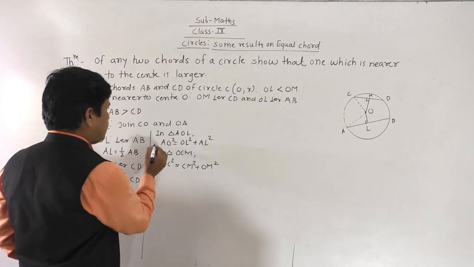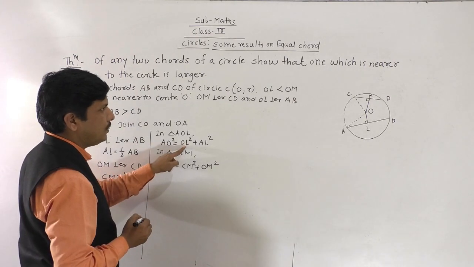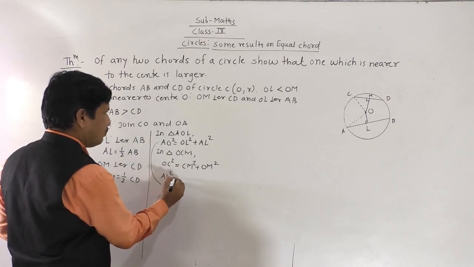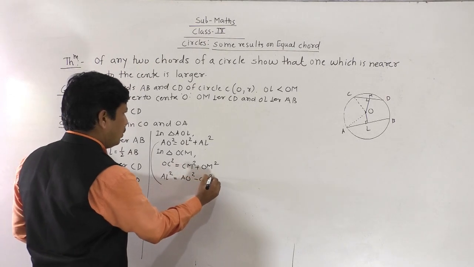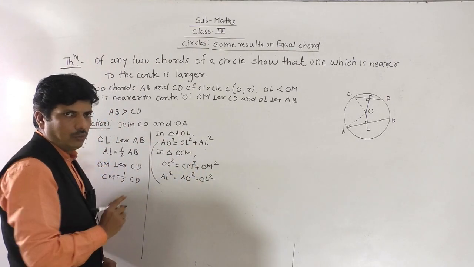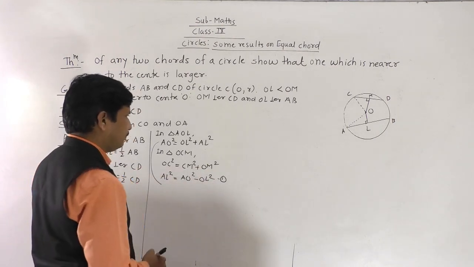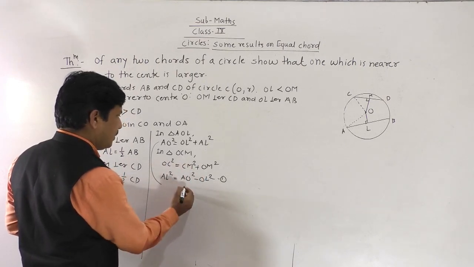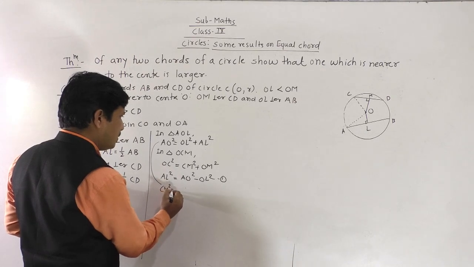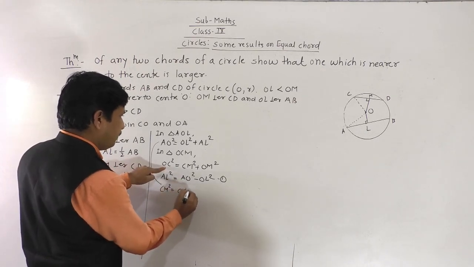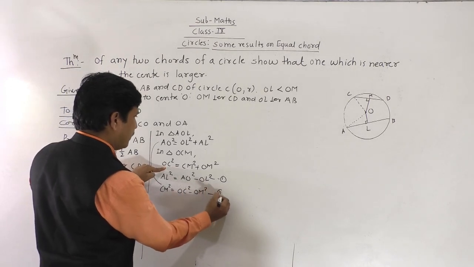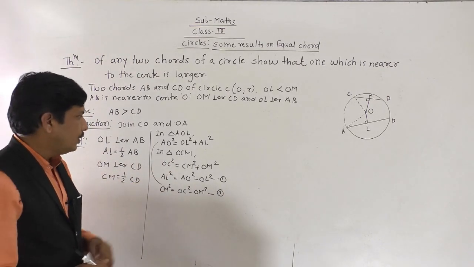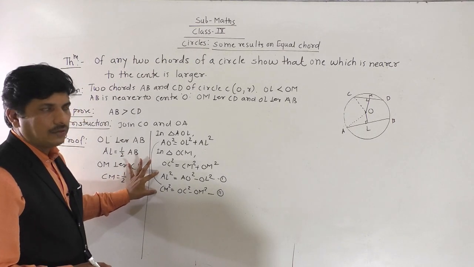So from this, AL square is equal to AO square minus OL square. This is the first one. And here CM square is equal to OC square minus OM square. That is the second one. So two things we are going to use, first one and second one, afterwards.